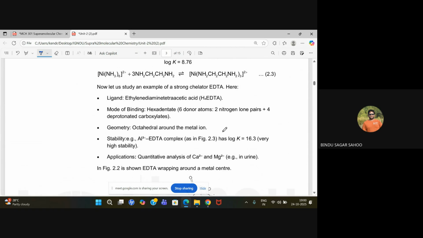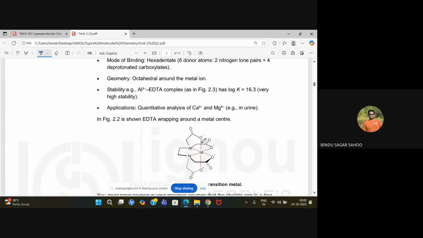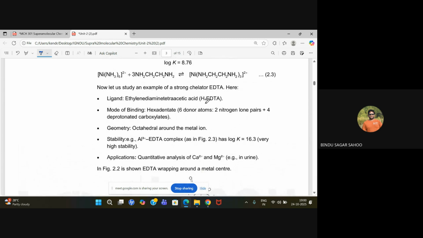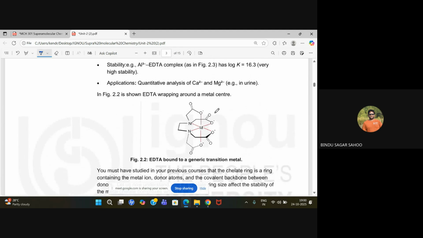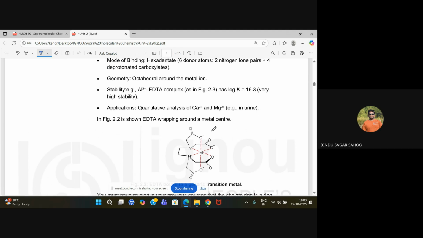These are four O minus groups. Here, this is the structure of ethylene diamine tetraacetate. This is the metal complex, and this is the structure of EDTA. If you add four H plus groups, they will attach to this center, this center, this center, this center, and you can name it H4EDTA. How many donor atoms does it have? It has six donor atoms.